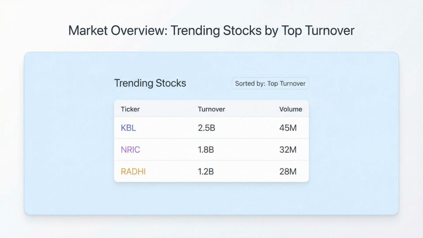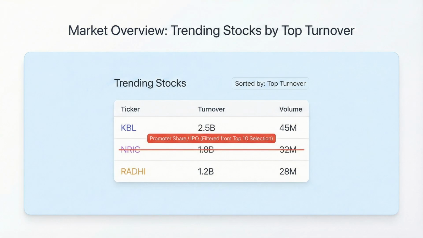Now, let us shift our focus to trending stocks by looking at top turnover data. These are the stocks contributing the most to total market transactions. For example, you might see Kumari Bank Limited with over 16 crore in turnover, or heavy activity in Nepal Reinsurance Company and Radi. These represent the highest liquidity pools. When you are compiling your top 10 list from this high turnover data, you must be careful to exclude certain types of shares. Promoter shares or newly listed IPOs should not be included in this specific analysis. Filtering these out ensures you are only tracking standard, freely traded public shares driven by true market momentum.